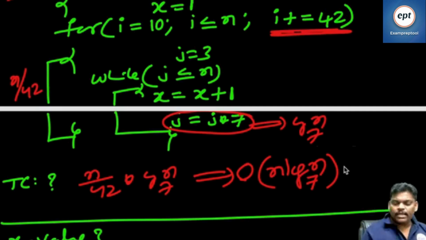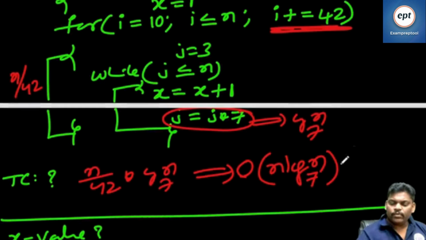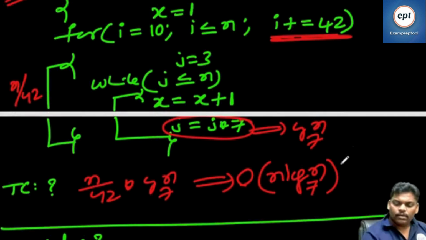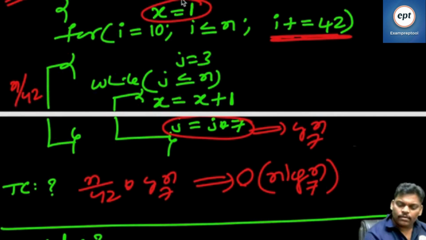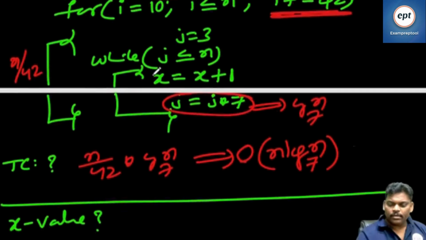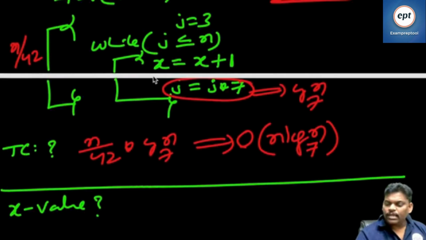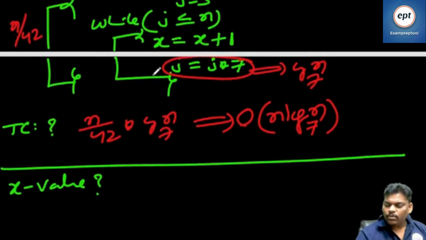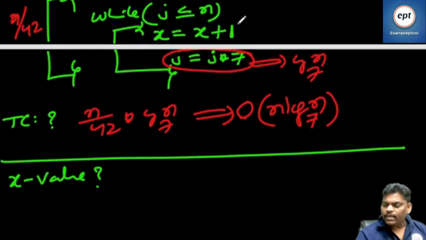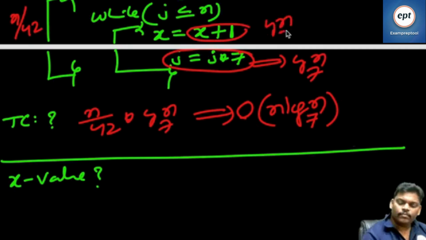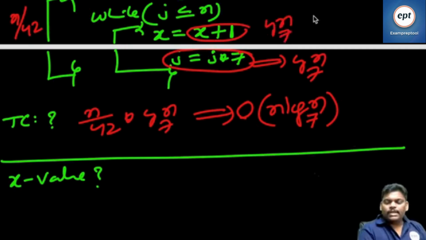Can you see the x value? X value is initially 1. See what is happening. So I is equal to, listen, the first I value, x will increment by log n times, because x is always incrementing by 1, right? Always x is incrementing by 1.